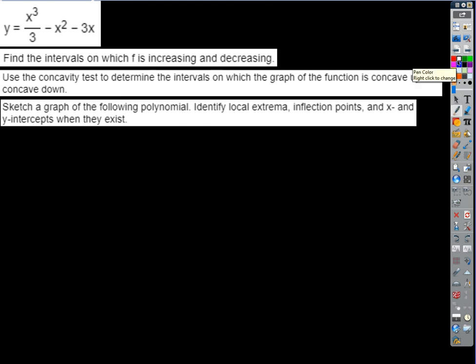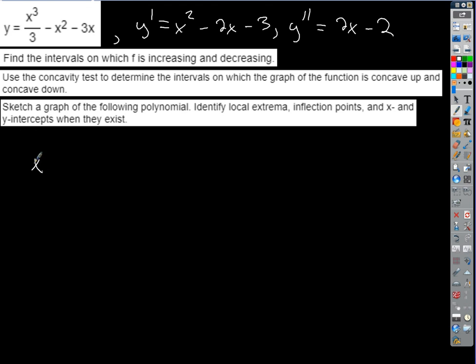Yep. It's going a little longer than I thought. What's y prime? There's the derivative. Okay, x squared, I'm going to get 3x squared over 3 is x squared minus 2x. Okay, and what about y double prime? Minus 2. Okay, so that's easy enough, and I'm just going to be quick.